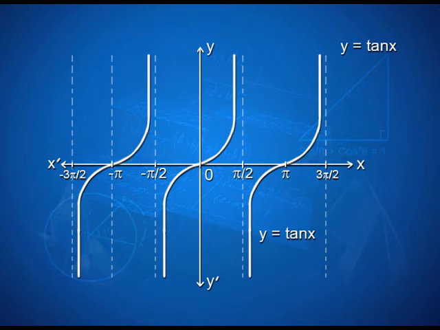Similarly, here between minus pi by 2 and pi, we can see the graph is increasing and going along with pi by 2, but it is not touching the line pi by 2. Here it is decreasing along the line for minus 3 pi by 2, again not touching the line pi by 2.